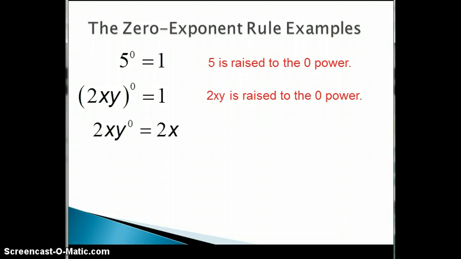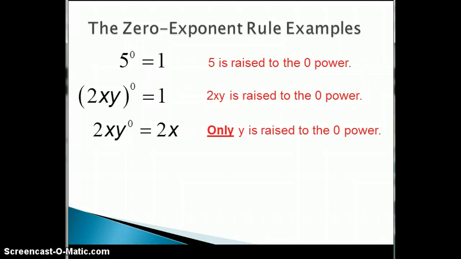This next example is very similar, but notice that the parentheses are gone. So how does that change things? Well, the parentheses will group everything together so that you'll be raising the whole thing to the 0 power in that last example. But without the parentheses, that means only the y is being raised to the 0 power. So the exponent will always only apply to what's immediately to the left of it, unless there's parentheses to say that it applies to more than that.